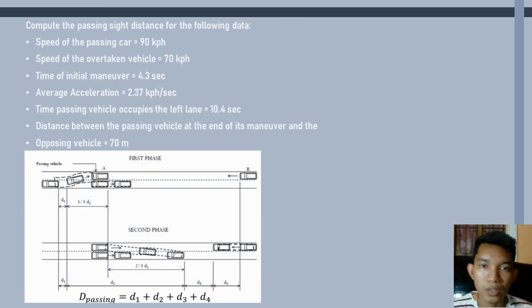Good day everyone. My name is Kenneth Levi Pasyente and I'll be discussing a problem for the topic passing sight distance. The problem is to compute the passing sight distance for the following data. Speed of the passing car is 90 kph. Speed of the overtaken vehicle is 70 kph. Time of initial maneuver is 4.3 seconds. Average acceleration is 2.37 kph per second. Time the passing vehicle occupies the left lane is 10.4 seconds, and the distance between the passing vehicle at the end of its maneuver and the opposing vehicle is 70 meters.